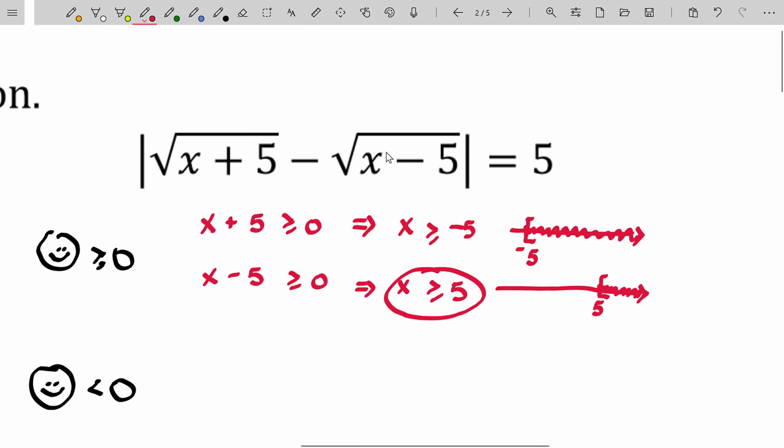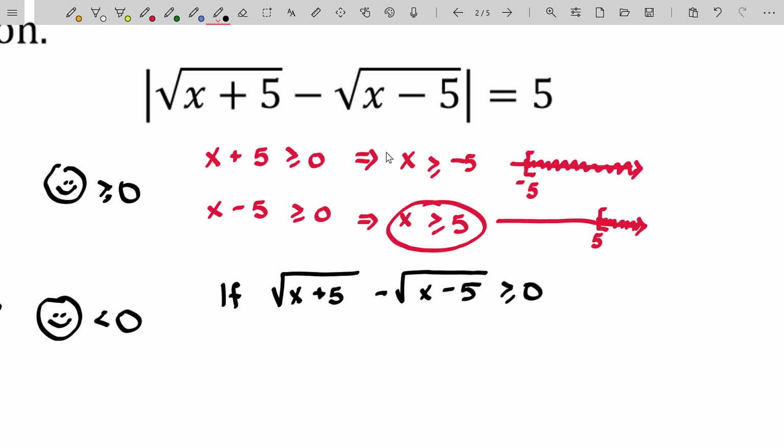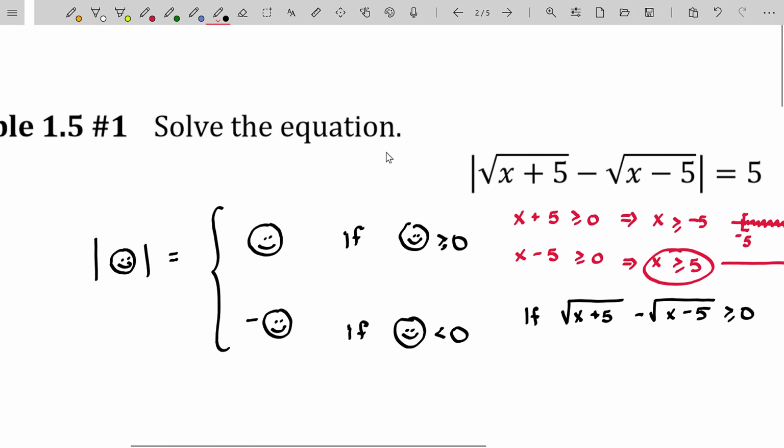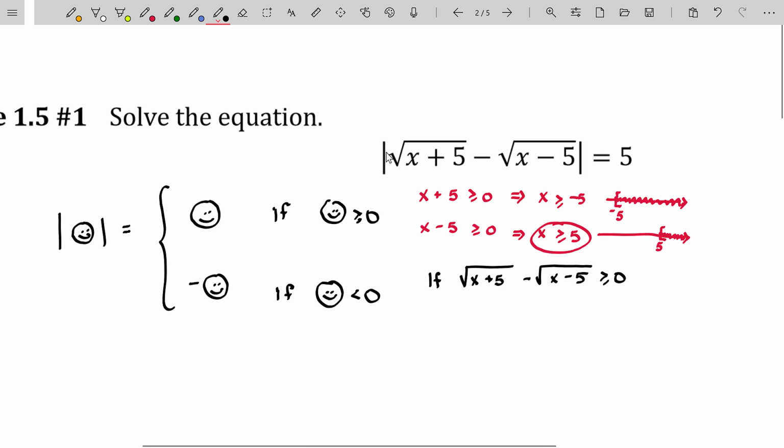Now, I haven't even started solving. I've just written down some restrictions so that I can look back at those when I get to an answer. So let's go ahead and start. If the argument of the absolute value is greater than or equal to 0, well then, according to our piecewise definition of the absolute value, we know that if that argument was already positive, I could just take off the absolute values. So let's go ahead and do that.